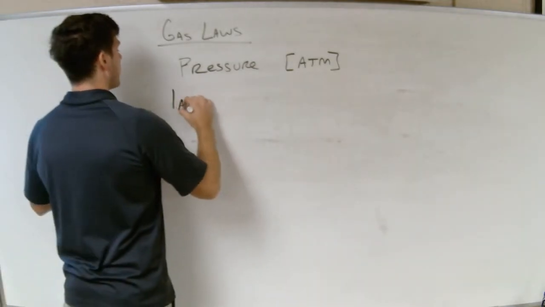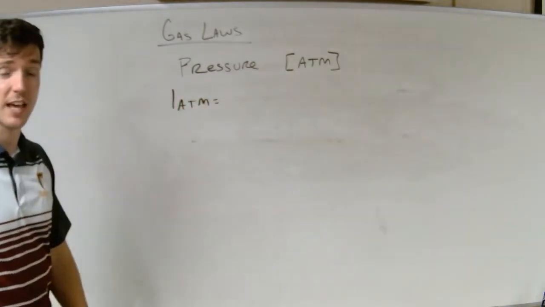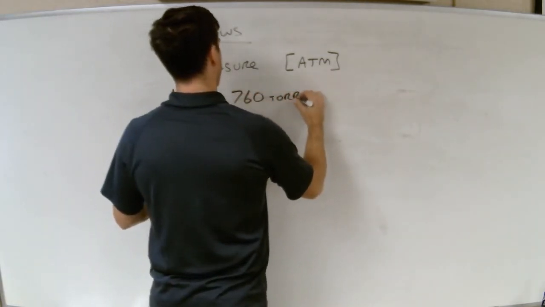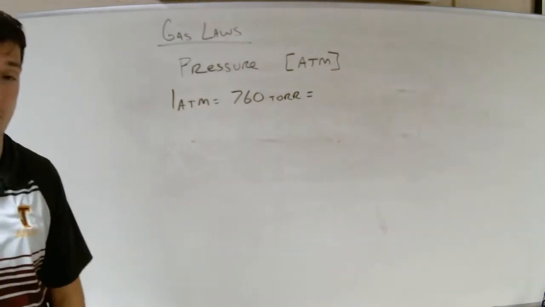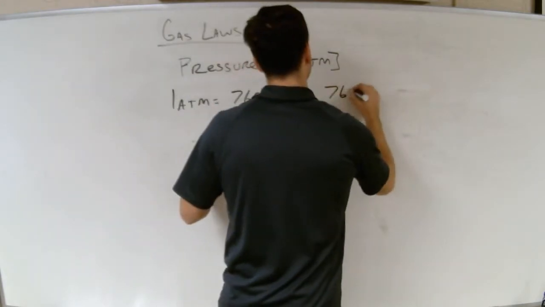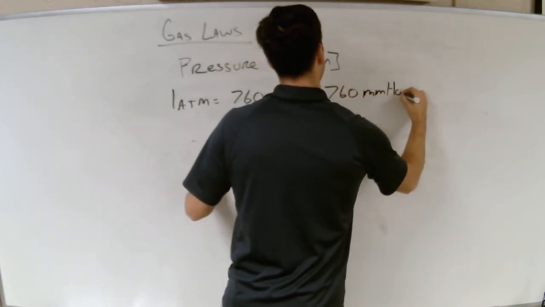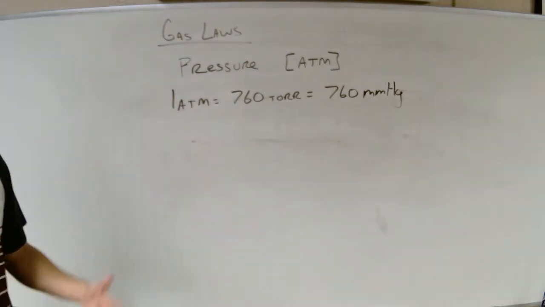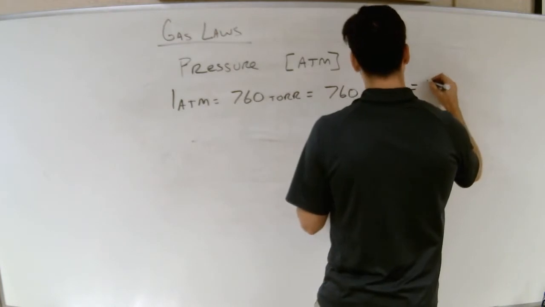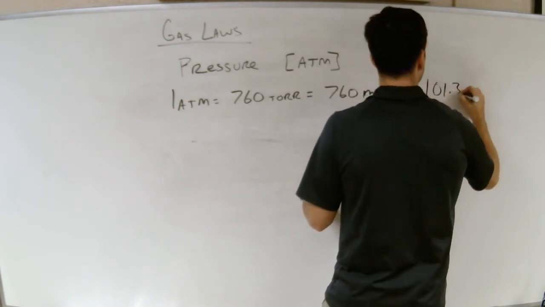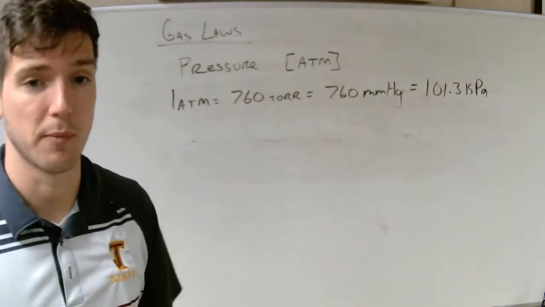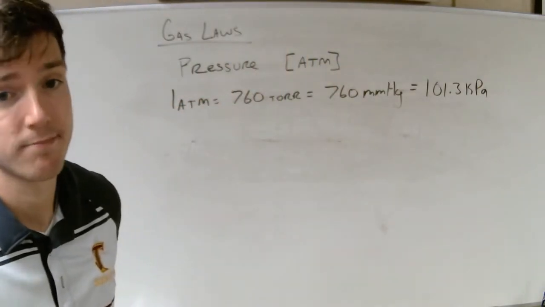Some conversions you might need to be able to make, which we dealt with last year, is 1 ATM equals 760 torr. Torricelli was the guy who dealt with pressure. He got that unit named after him. 1 ATM also equals 760 mmHg. They like to throw that at you from time to time. And another one I'll just throw in there is 1 ATM equals 101.3 kilopascals. Okay, Pascal was another guy who dealt with pressures and gases, so he got a unit named after him as well.